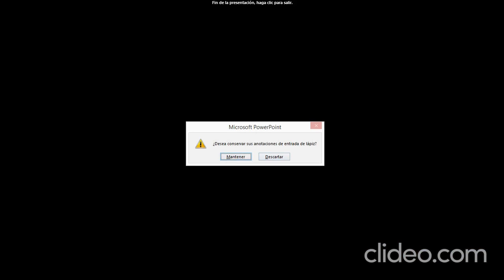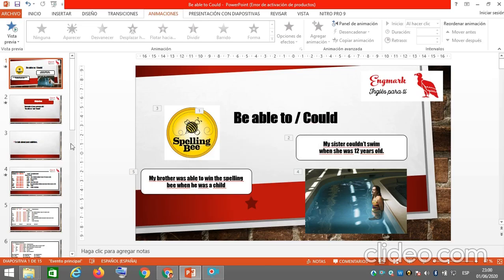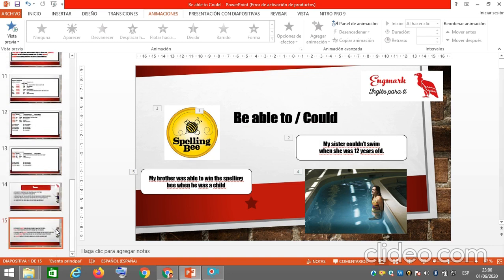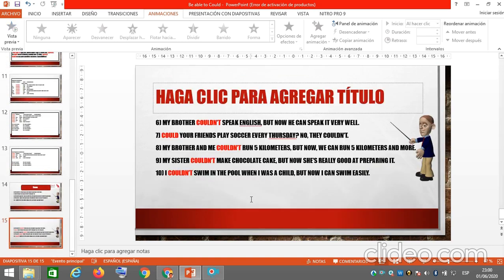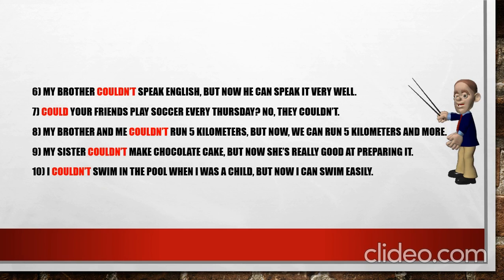Okay, so here we have, before finishing, we can see the answers. All right, so here we have: my brother couldn't speak English, but now he can speak it very well. Could your friends play soccer every Thursday? No, they couldn't. My brother and me couldn't run 5 kilometers, but now we can run 5 kilometers or more. My sister couldn't make chocolate cake, but now she's really good at preparing it. I couldn't swim in the pool when I was a child, but now I can swim easily.